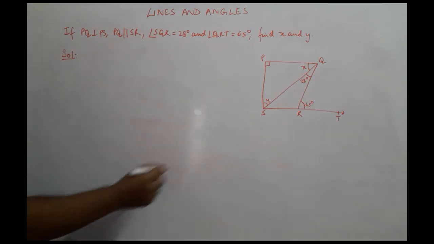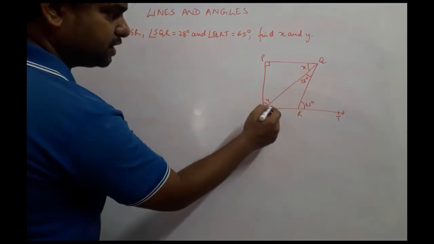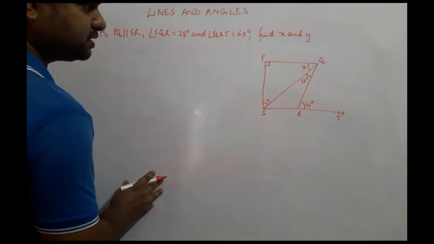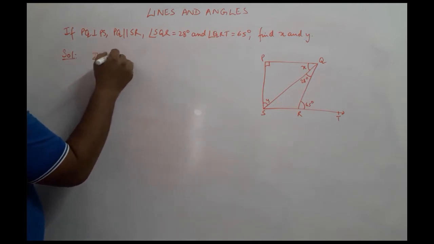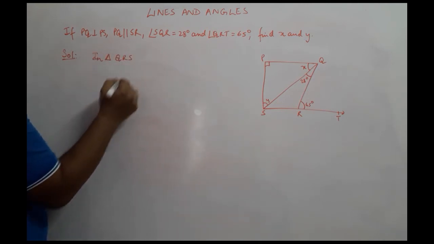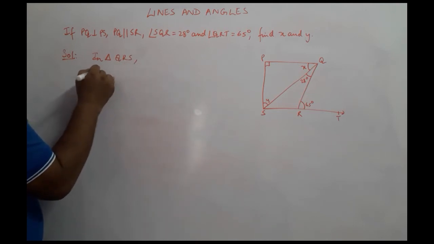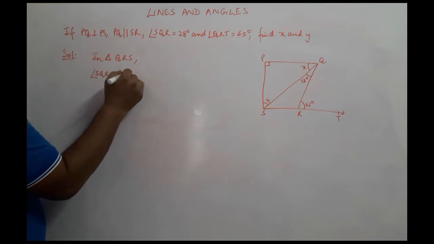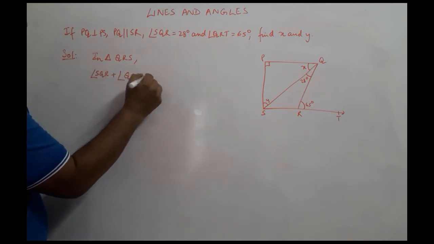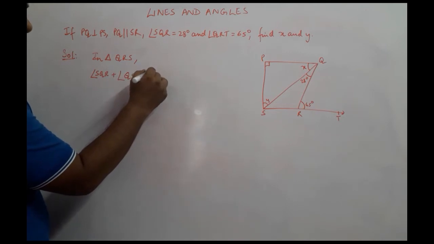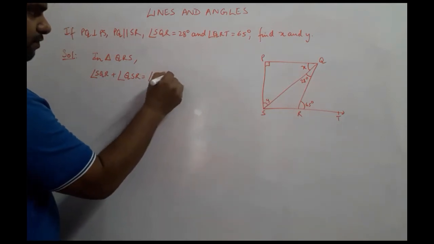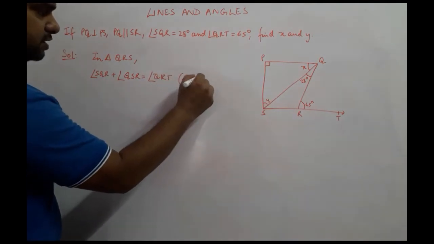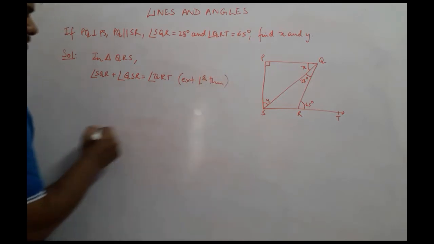Once again, we begin with what we have been given in the problem. So we've been given this angle. I think we can find this angle using the external angle theorem. So we say that in triangle QRS, angle SQR plus angle QSR, the sum of both of them, is equal to the external angle, which is QRT. This is by your external angle theorem.